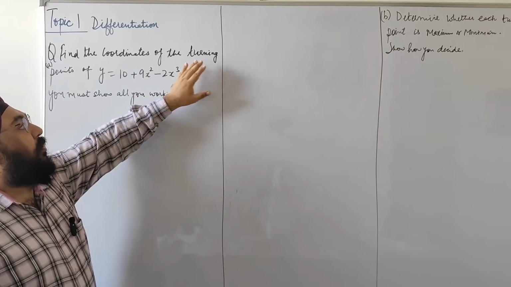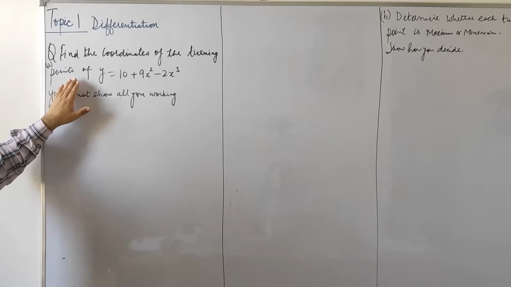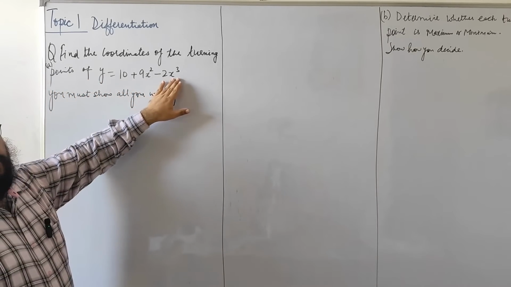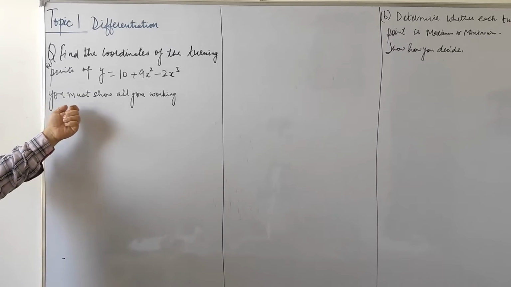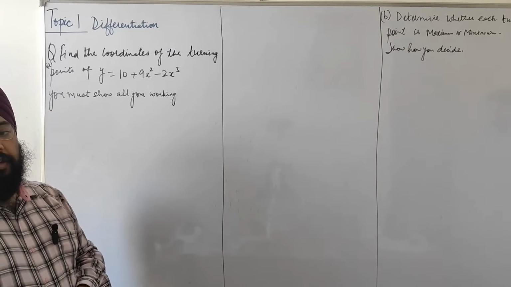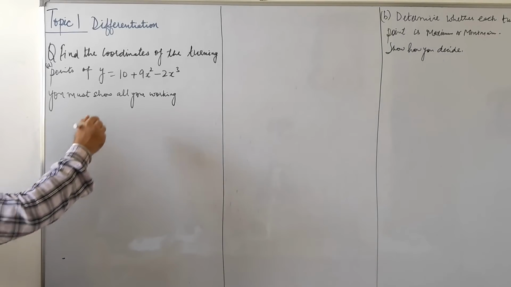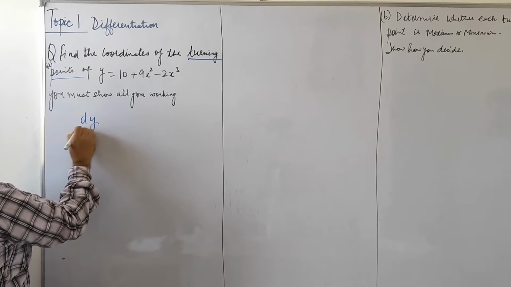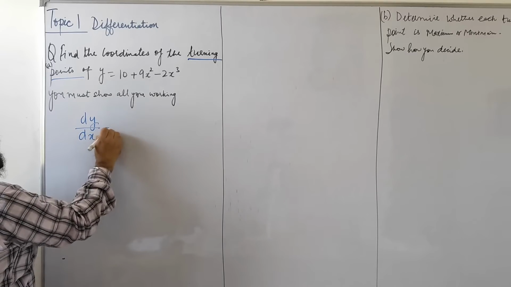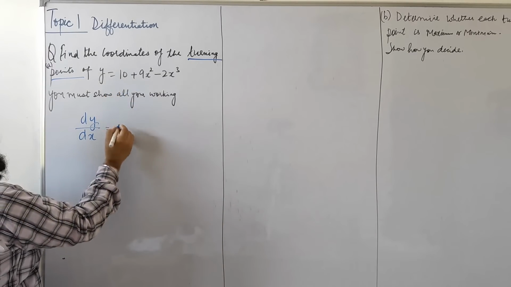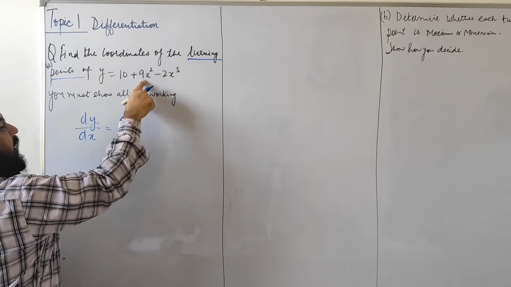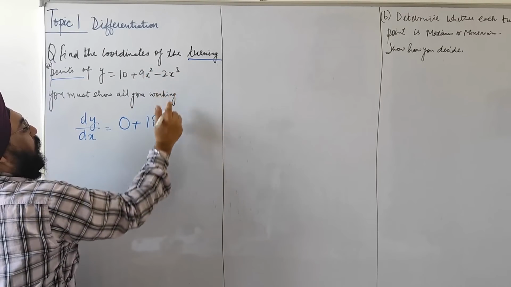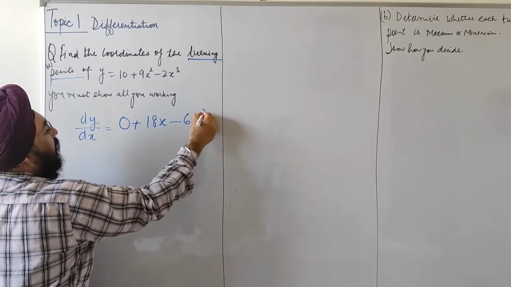Find the coordinates of the turning points of y is equal to 10 plus 9x square minus 2x cube. You must show all your working. Now, in order to find turning points, firstly we will be calculating dy by dx. Dy by dx will be equal to, for constant it will be 0, 9x square it will be 18x, and minus 2x cube it will be minus 6x square.